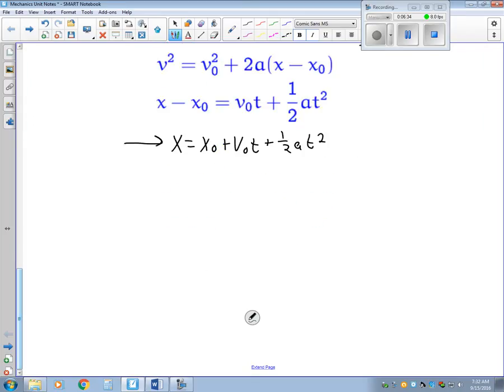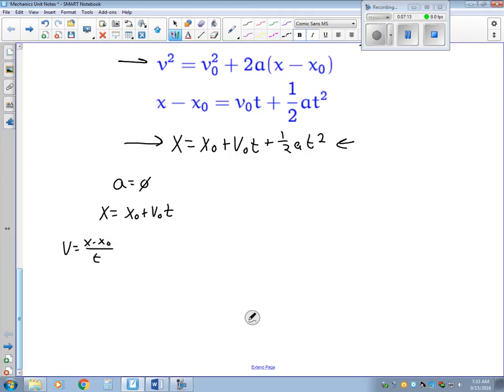Because let's think about constant velocity. At constant velocity, the acceleration equals 0. So this formula becomes this. And again, that should look very, very similar to our constant velocity equation. So this is our universal formula for motion. It works for every time that we have constant acceleration, whether it's constantly 0 or has a constant value like negative 10, that will always work.